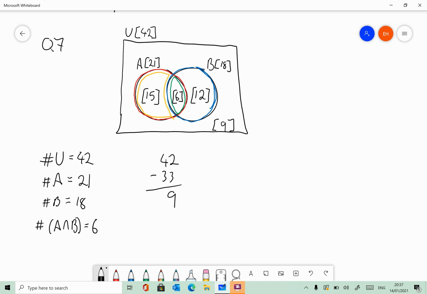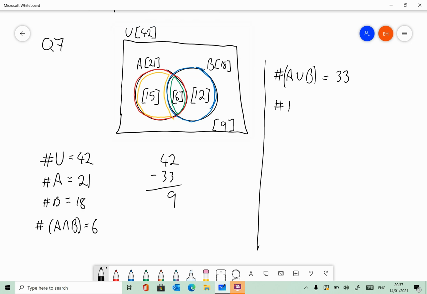So that's question 7. Oh, sorry, it's not. That's just the first part of question 7. We're now asked to write down the size of A union B. So the size of A union B, oh, that's 33. We already worked that out. That means the size of everything that's inside A and B joined together. So everything that's in the circles is 33.